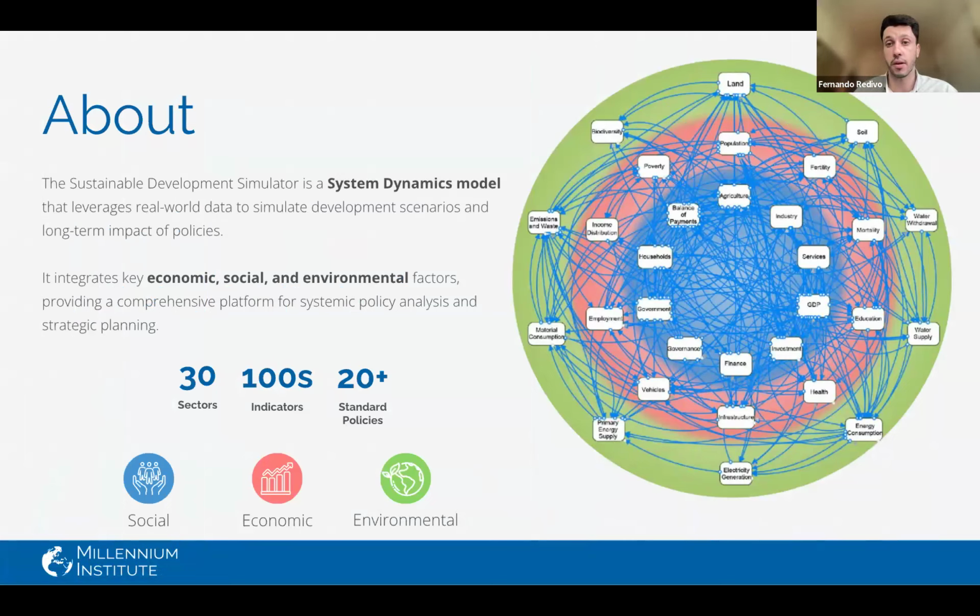One is socioeconomic, and the other one is economic, and the last one is environment. And they're all interconnected. So when you change something in one of those sectors, you see impact in another sector. So all the variables are connected. So it's impossible to change one thing without seeing the impact of it in other sectors.